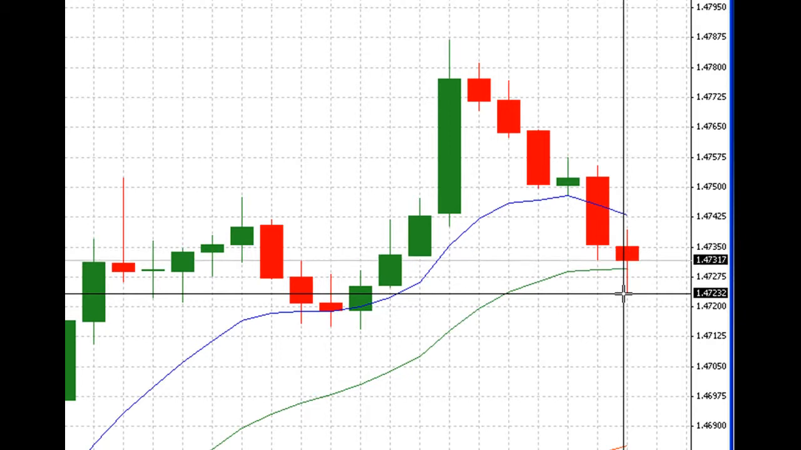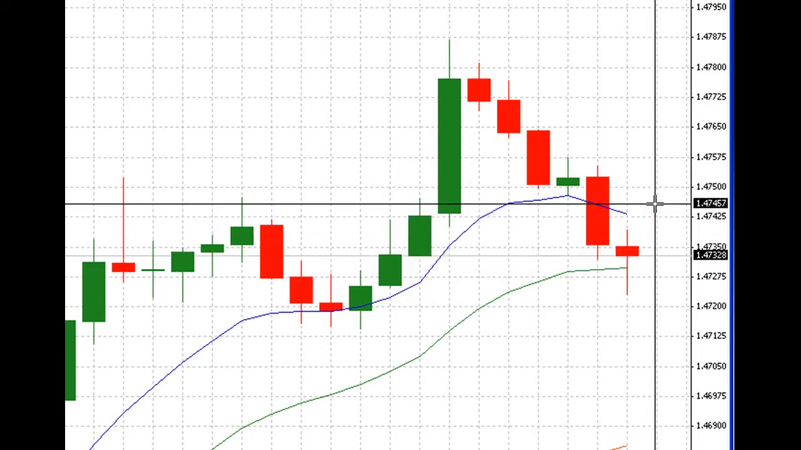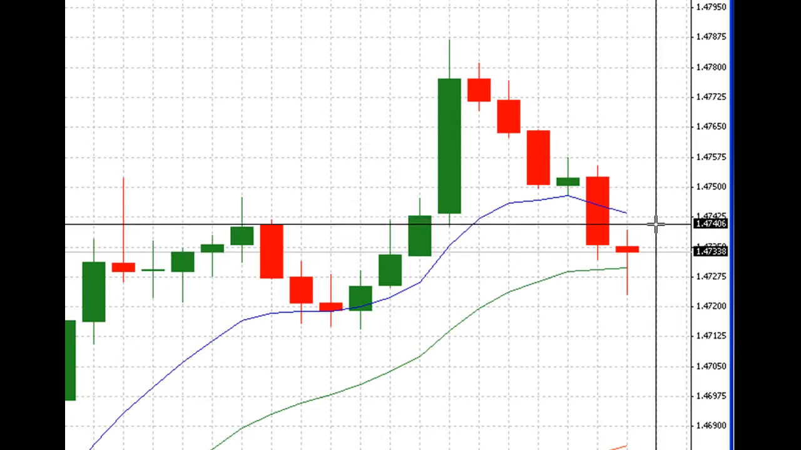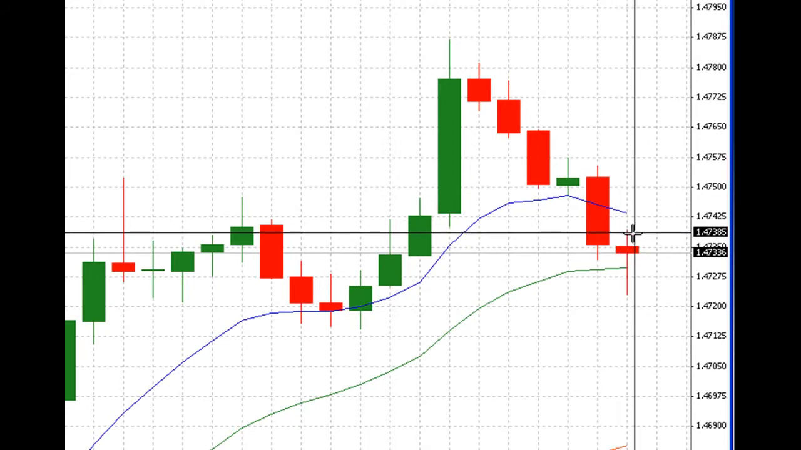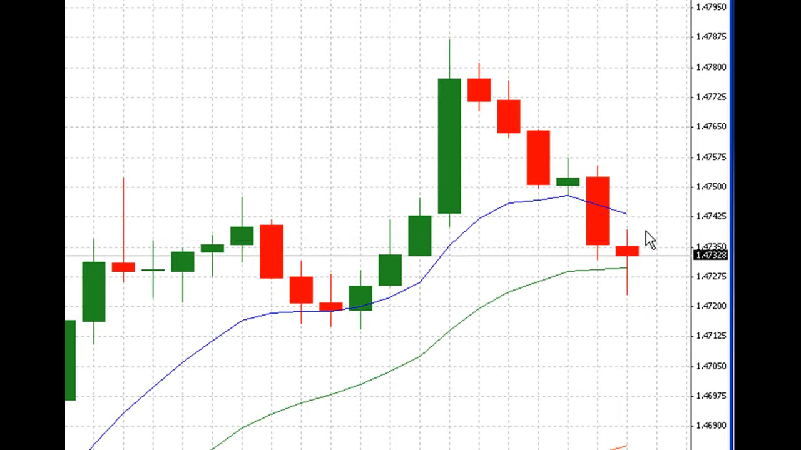So 18 pips higher than that is 1.4741. So we want to enter at 1.4741, which is just above the high of this red bar. Now what's so good about the high of this red bar is we get a double confirmation. If this high is broken, it's kind of a confirmation that prices could be going up. So it works as a double confirmation here.